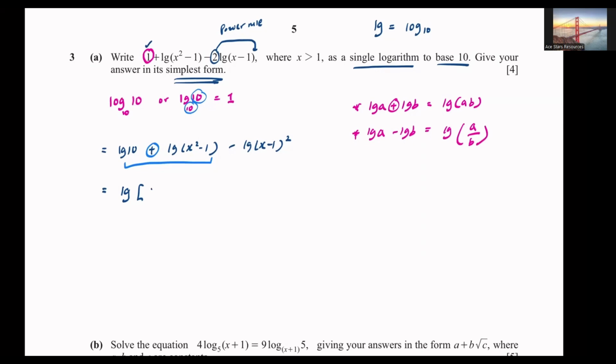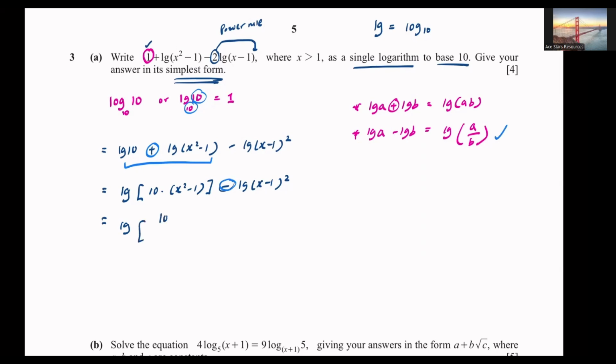So 10 multiplied by x squared minus 1. Alright, that's cool. Minus lg (x minus 1) squared. So again, since it's minus, in order to combine them, we have to follow the second rule here.